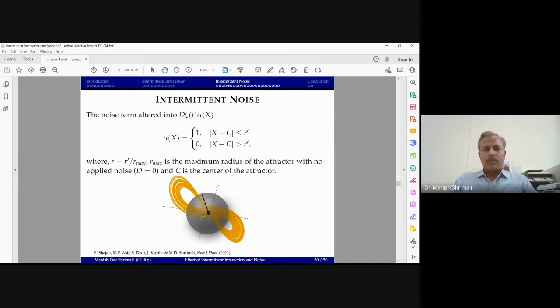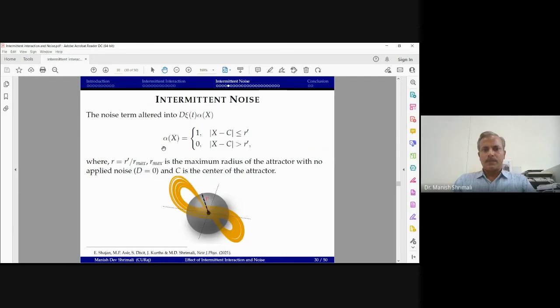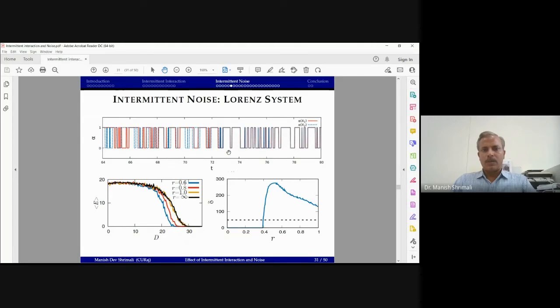So this is the modification, and with this you can look at this as a time series where you can see this alpha, which takes the value 1 and 0, going on and off. And the average synchronization error, if you plot as a function of the noise strength for different values of R, here the dark black line, which is R infinity, I have considered as the noise applied in the entire state space, which is the normal case which you have considered in the past.